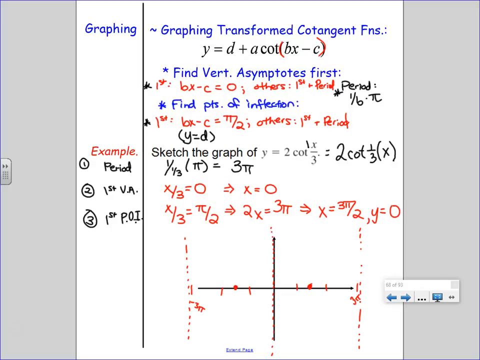Then all you have to remember, don't stress about the number. I mean, a normal cotangent is like this-ish. If there's a 2 or a 3 or a 4, it starts to become more and more like a line. If there's like a 1/2, 1/3, it starts to become flatter and flatter. So, okay, we can make it kind of more like a line.